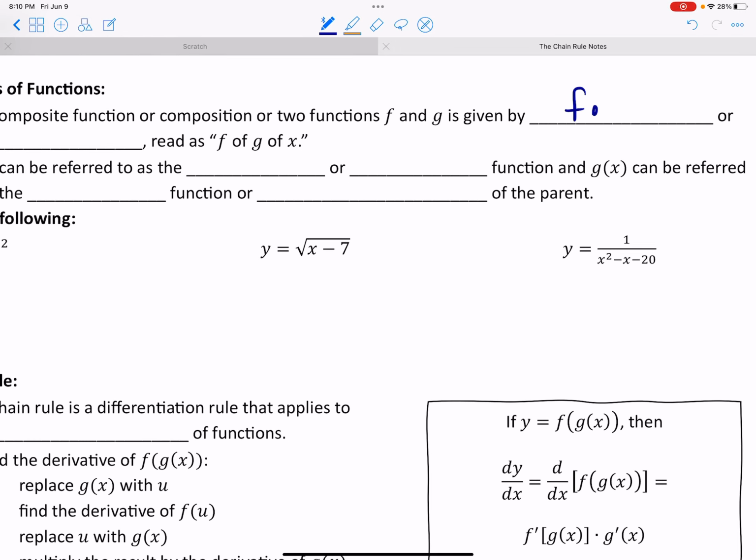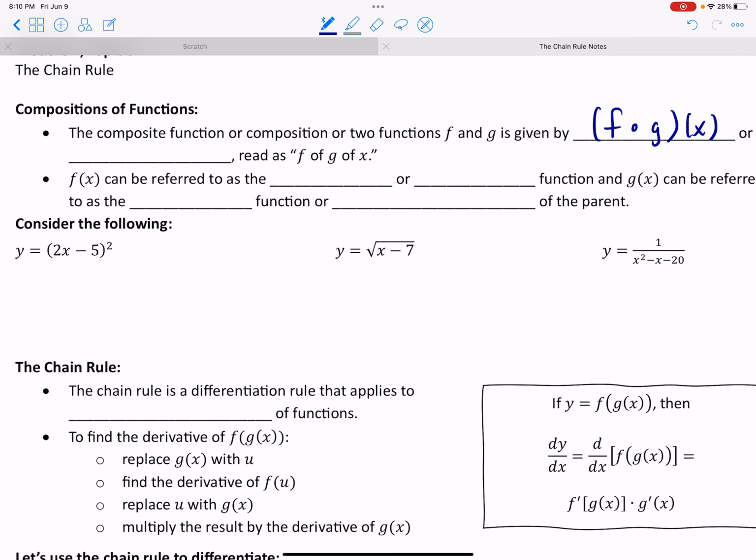So you've likely seen this notation, and just to be extra clear, that was an open circle. And this means the same thing as this. And we are reading either of these as f of g of x. So f of g of x or f of g of x. You're going to read those parentheses or that open circle as the word of.